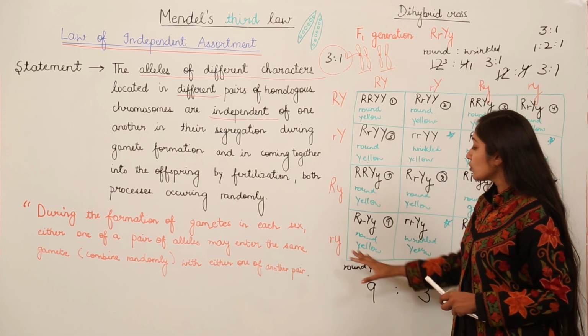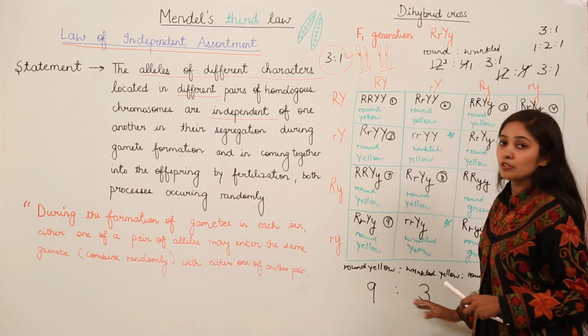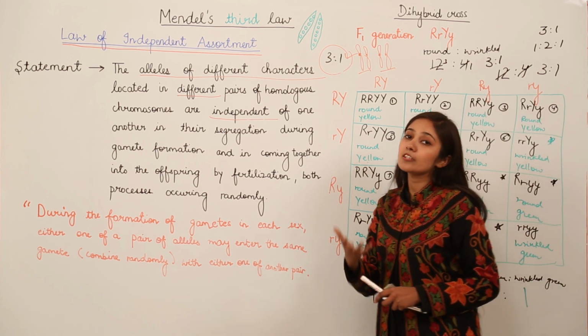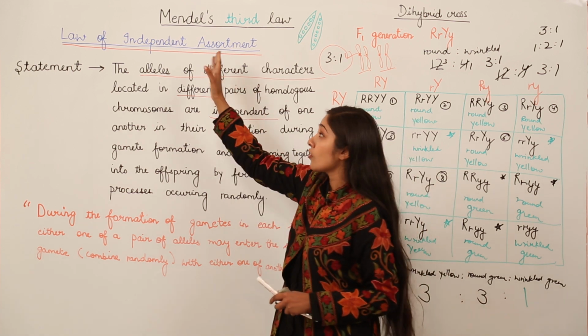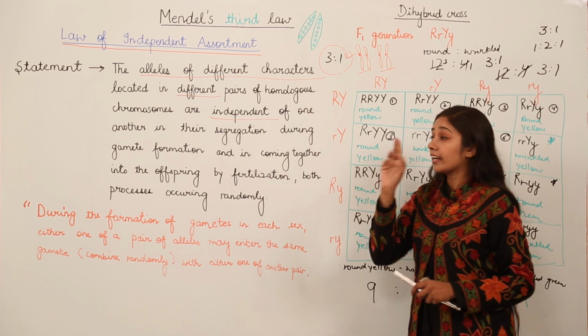Remember, we are not going to discuss the genotypic ratio in this case. Why? Because it is going to be more complex. So we are going to discuss only the phenotypic ratio, meaning from the outer appearance how the plants are going to be. I hope this important law is very, very clear to you. If it's not clear, please, I am going to recall it again.